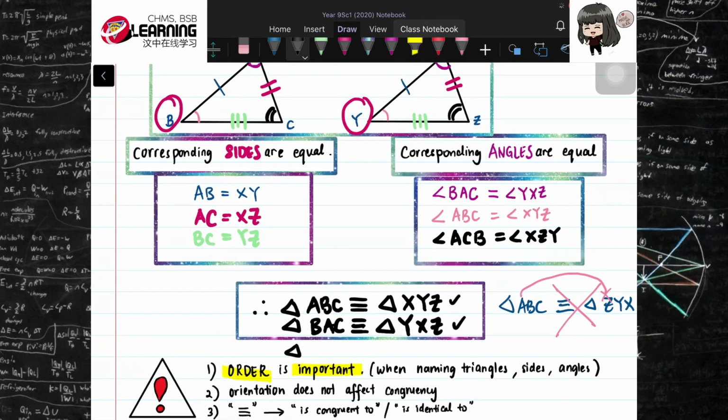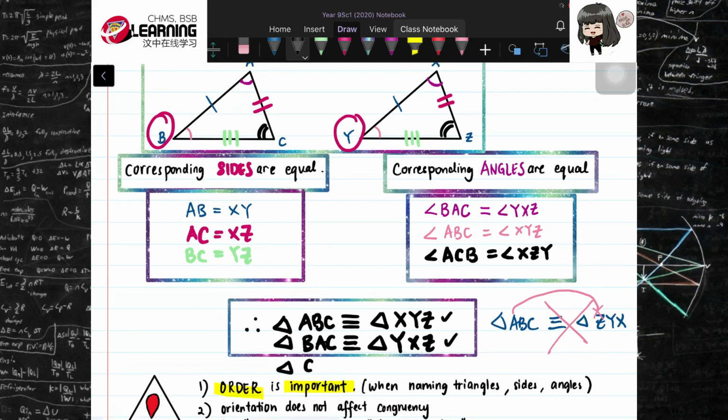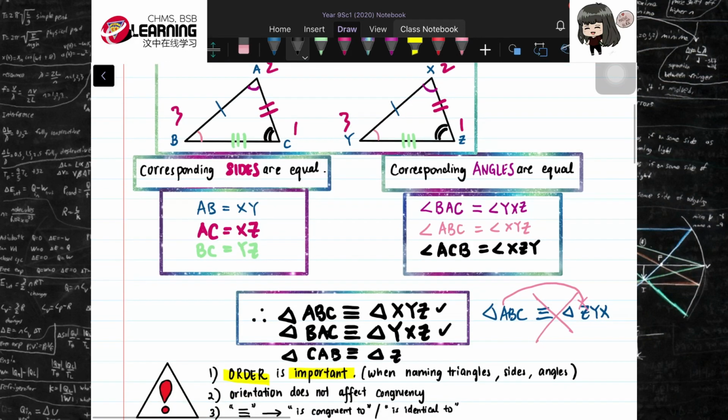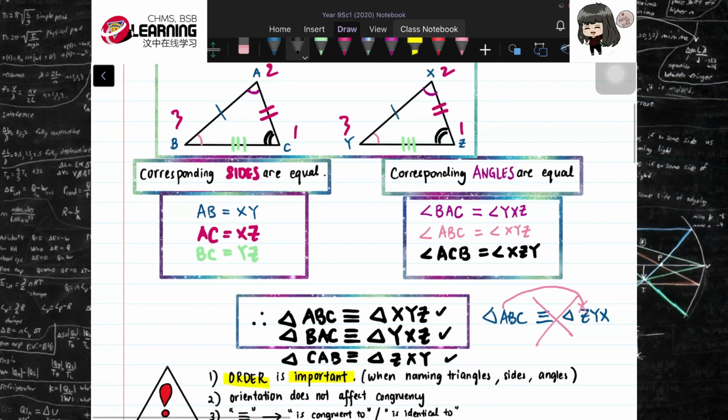Or we can also write, if we want to start off from C, let's say triangle CAB, now your turn. Try to figure out: if triangle CAB, then it is congruent to triangle what? If we start from C, then A, then B, therefore it will be ZXY. So it's triangle ZXY. This one also can. Any of these three is also okay.